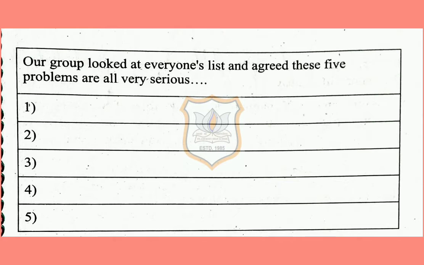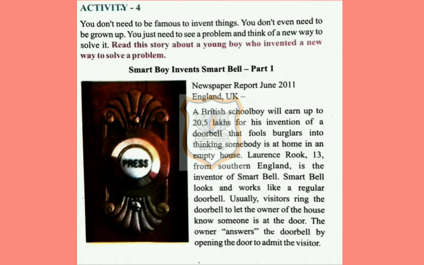That is, our group looked at everyone's list and agreed these 5 problems are all very serious. So here the table is given, in that you have to list out and write the 5 major problems that can be solved by the invention. Understood, children? Next is activity number 4.